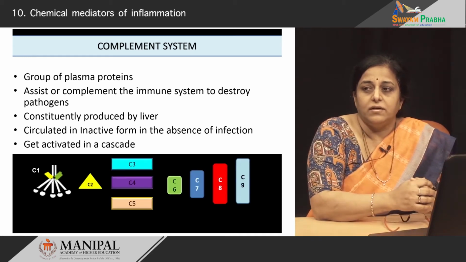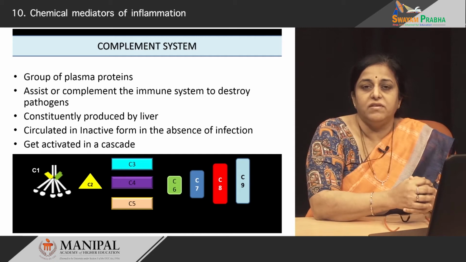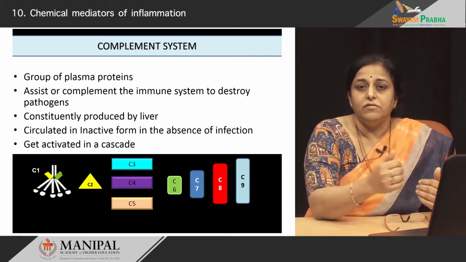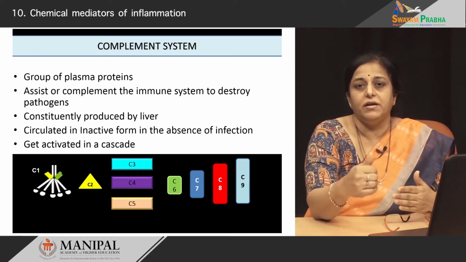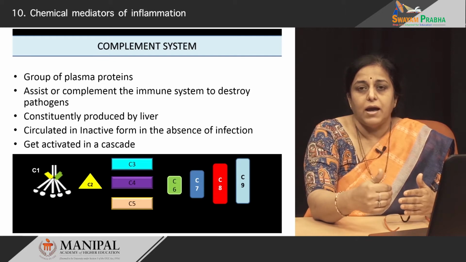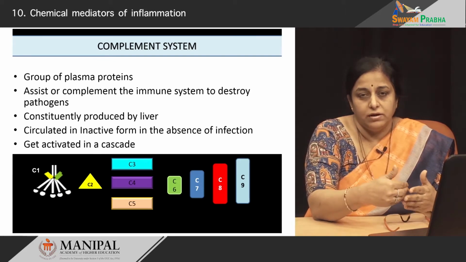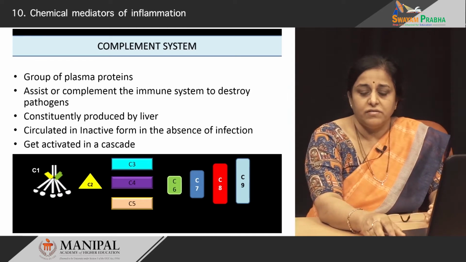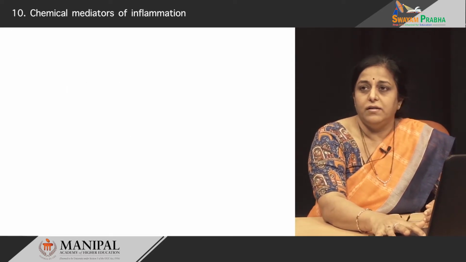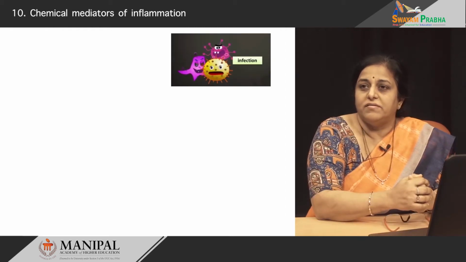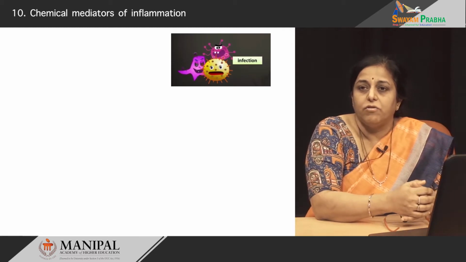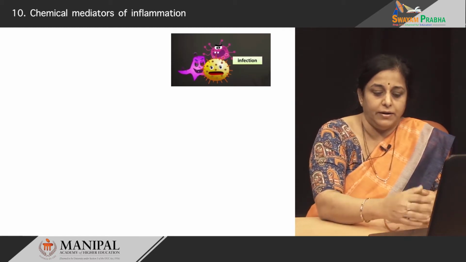So, as you can see here, there are 9 complement proteins, C1 to C9. It does not mean that C1 is generated and then C2, C3, C4. It is not according to how it is generated in the sequence. It is named according to how it was discovered in the early days. So, C1 is generated first. We can see that the complements are activated whenever there is an infection. So, infection is the trigger for complements to be activated.